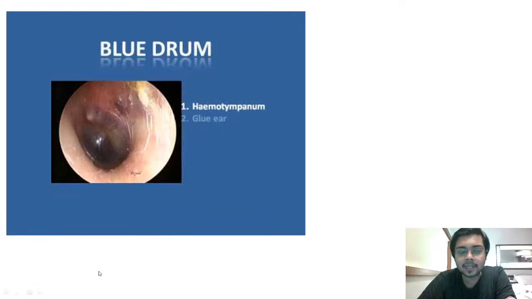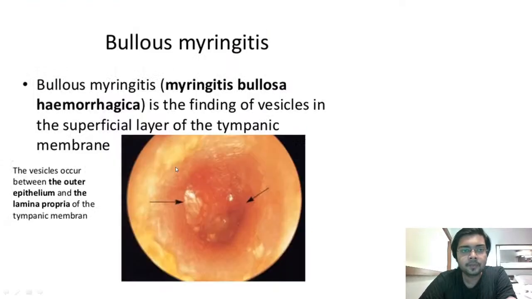Yeah, glomus is actually reddish blue, not totally blue. So that is why hemotympanum and glue ear are more appropriate answers for blue ear. But yes, if the question they have formed is like this, if they have given hemotympanum, glue ear, glomus tumor, all the above, then you will mark all the above, right?